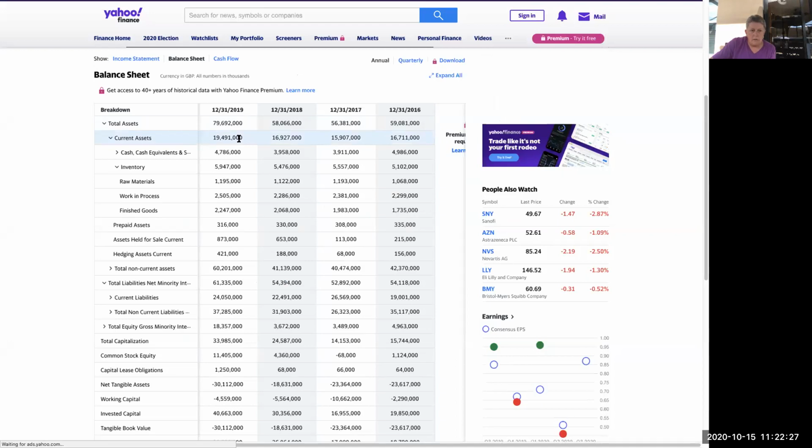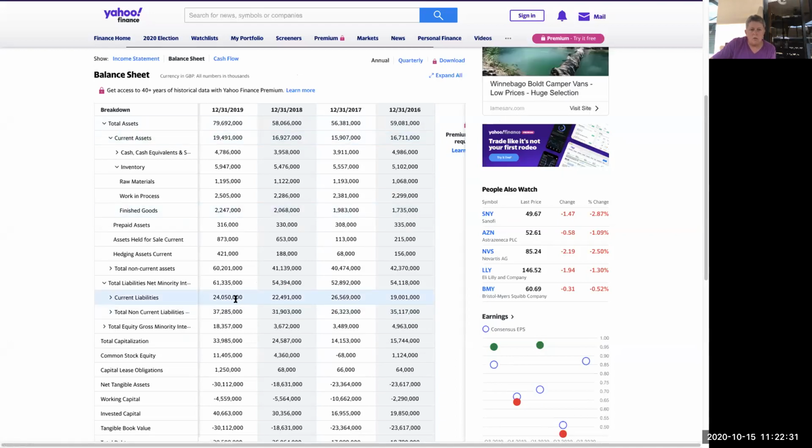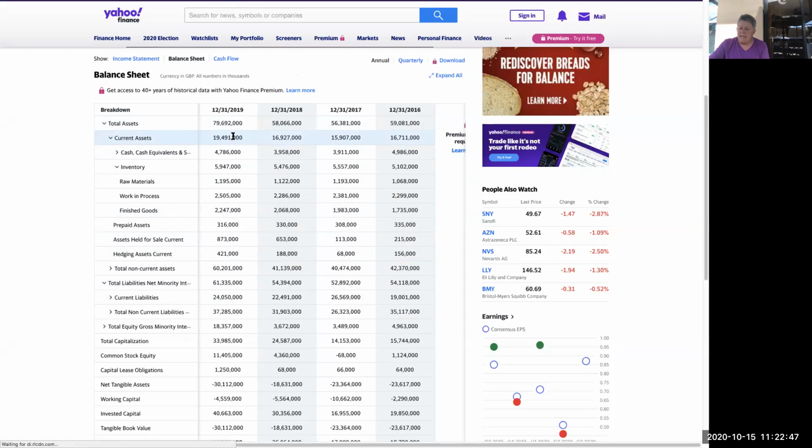Current assets, 19,491. Current liabilities, 24,050. Can we pay our current liabilities of 24 million with our current assets of 19 million? No, we can't. Before we even do the calculation, you can see that. And when I divide that out, it comes out to 0.81. You can only pay 81% of your current liabilities with your current assets.